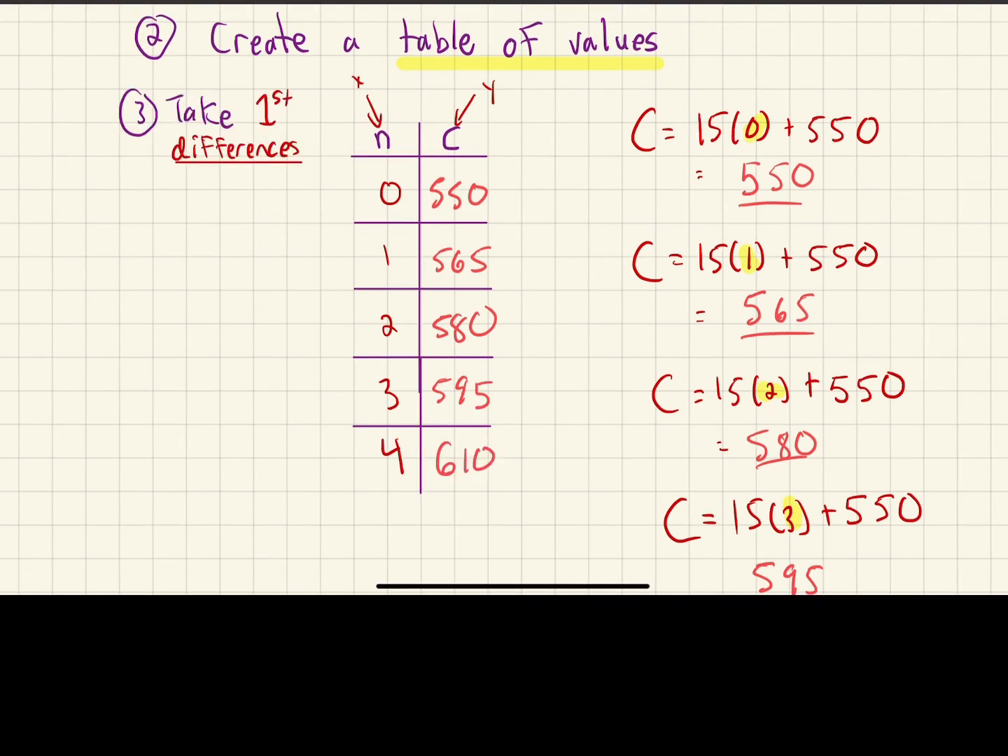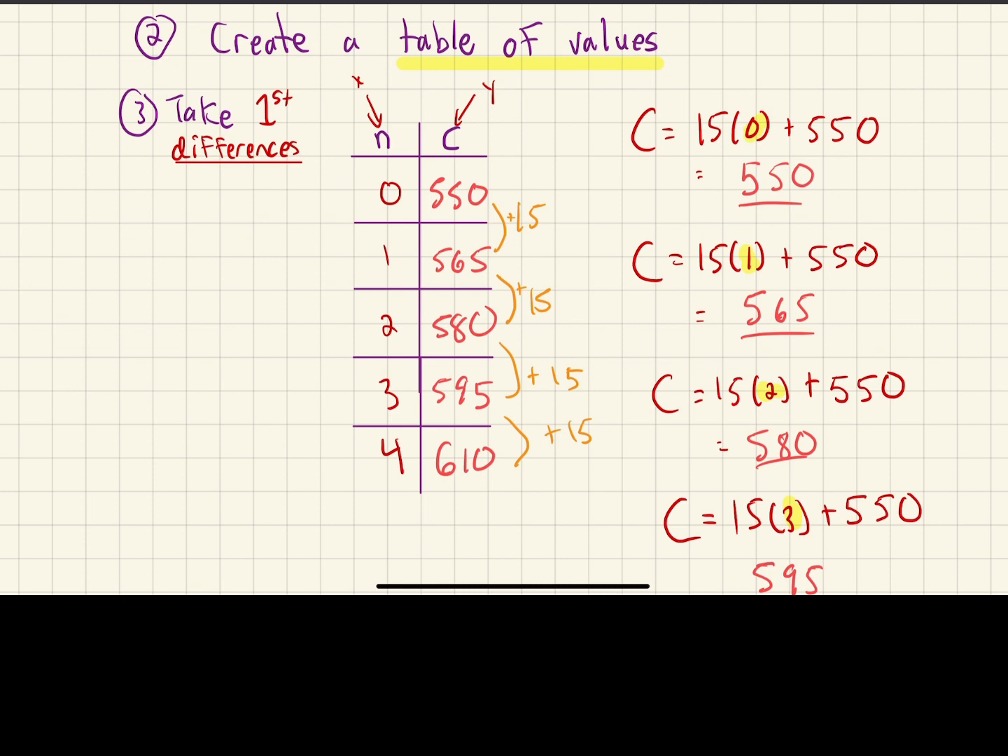Then we're going to take first differences. So if we go between 550 and 565, that's 15. Oops, I wrote 16. It should be 15. 565 and 580 is also 15, and these are all positive. This is also 15. And this is also plus 15.